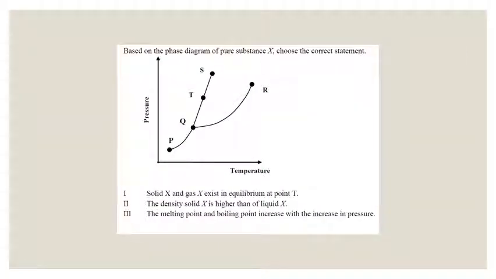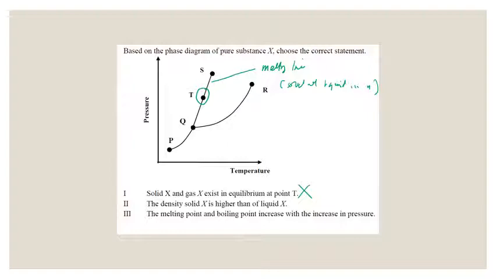Okay, soalan seterusnya. Based on the phase diagram of pure substance X, choose the correct statement. So, dia bagi pada you P, Q, T, S, R point. Okay, apakah correct statementnya? Solid X and gas X exist in equilibrium at point T. Mana point T? So, point T ini adalah, kita tahu ini adalah melting line. So, pada melting line, solid and liquid in equilibrium. Solid X and gas X exist in equilibrium at point T, salah lah ya. Sebab point T adalah melting line. Okay, solid and liquid in equilibrium.